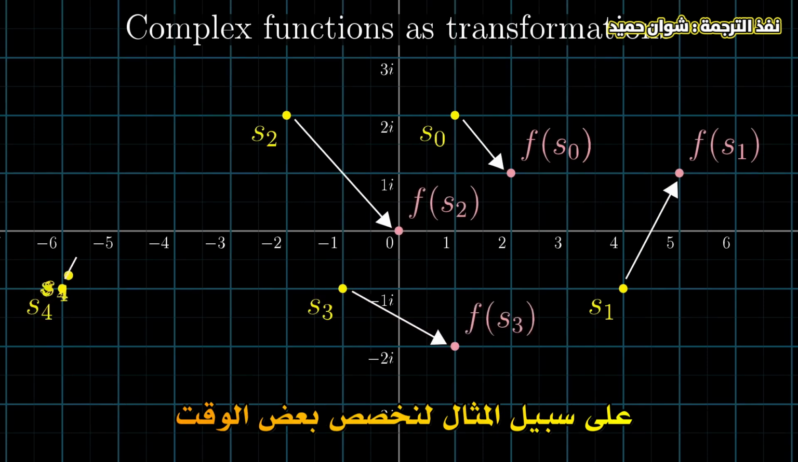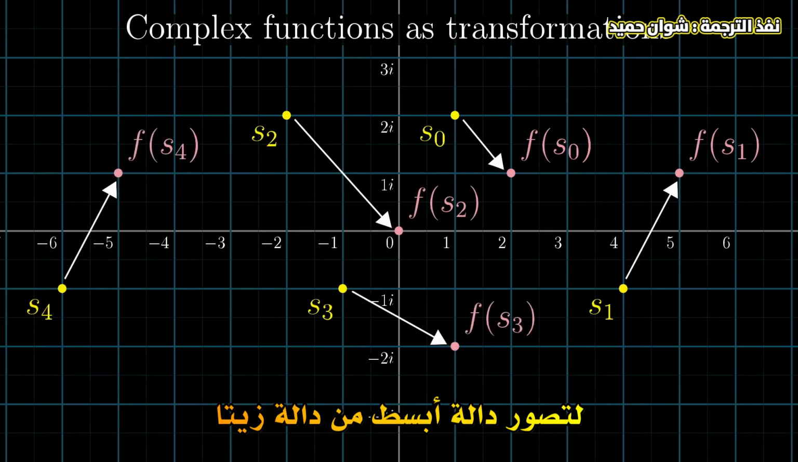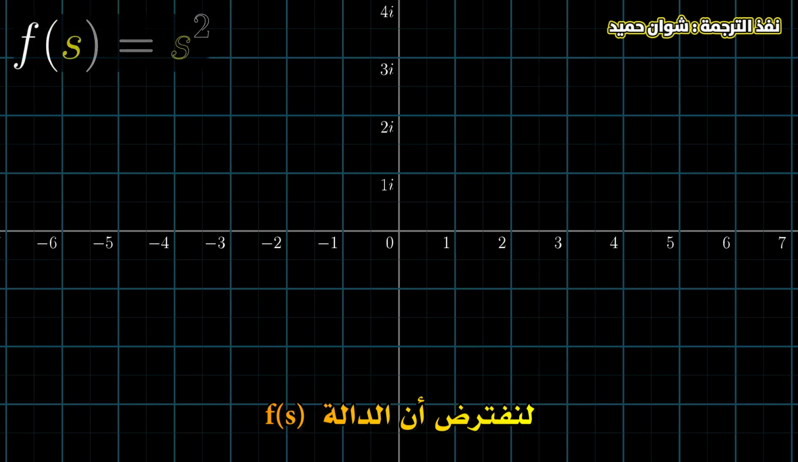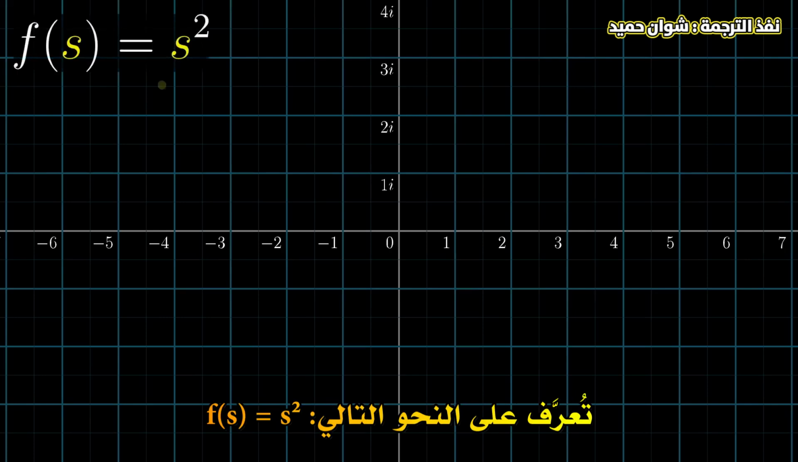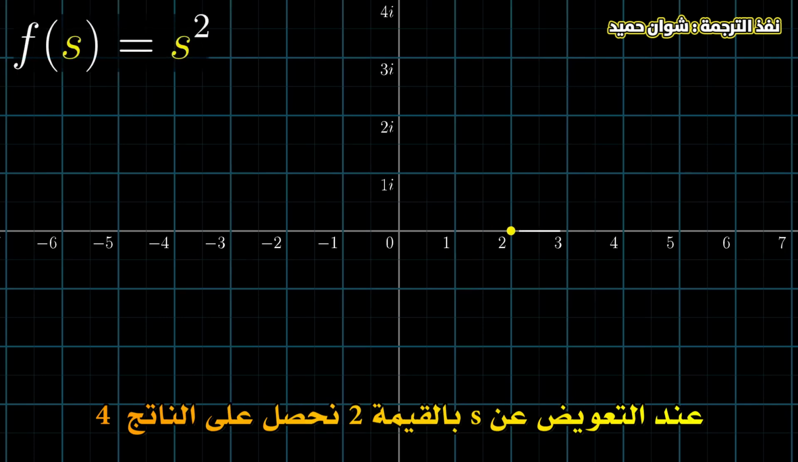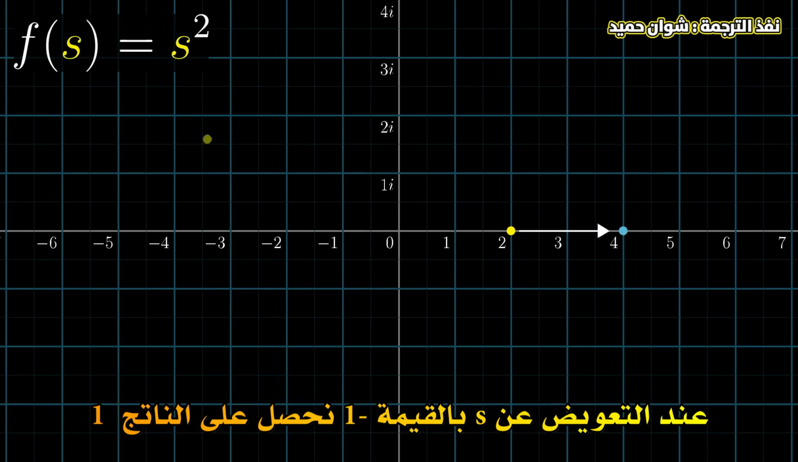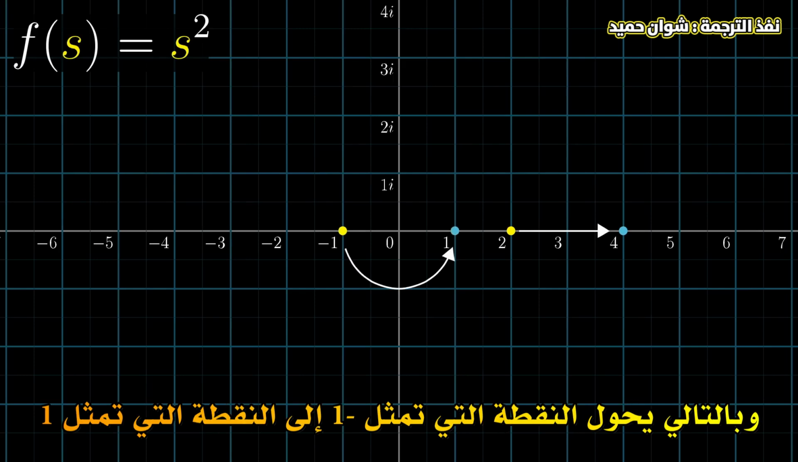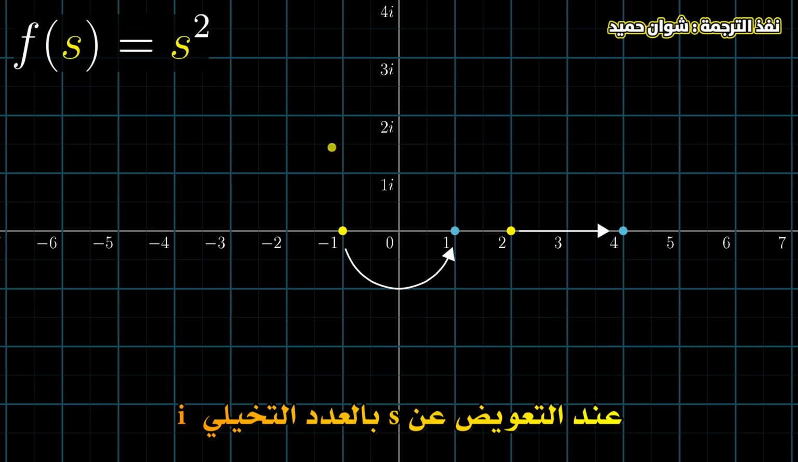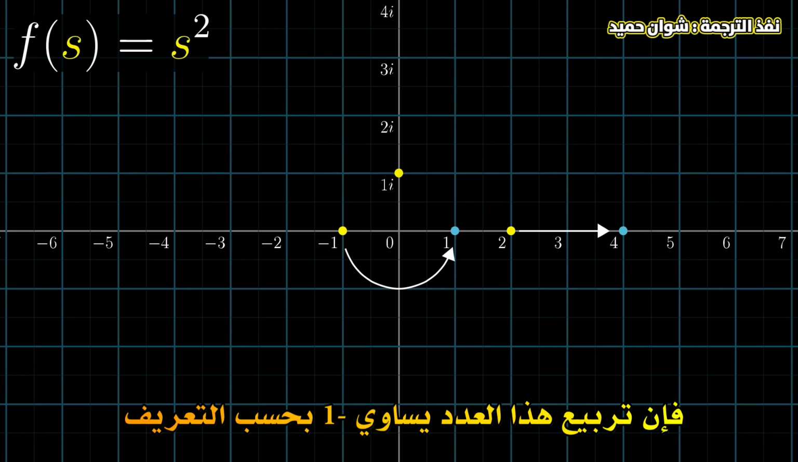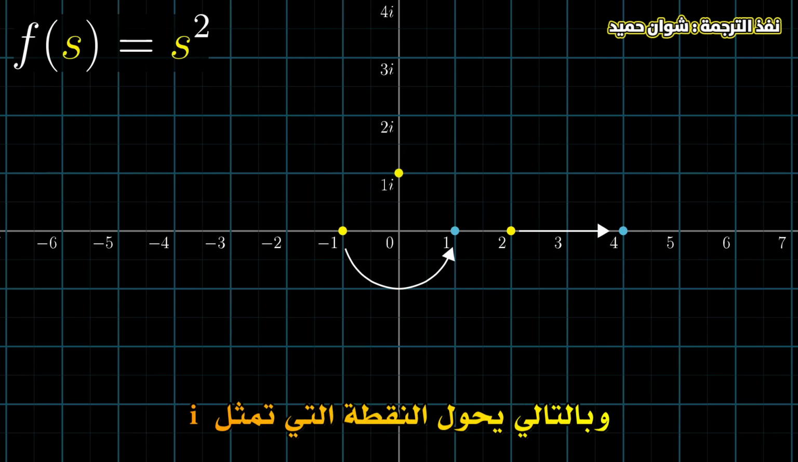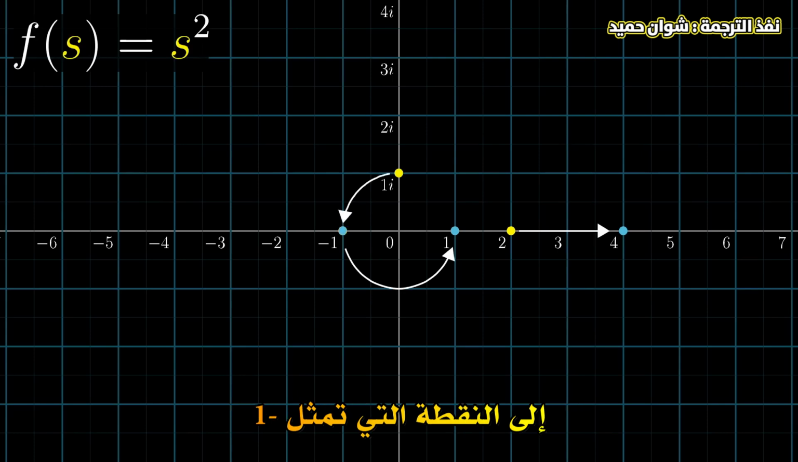For example, let's take a moment and try to visualize something a little bit easier than the zeta function. Say f of s is equal to s squared. When you plug in s equals 2, you get 4. So we'll end up moving that point at 2 over to the point at 4. When you plug in -1, you get 1, so the point over here at -1 is going to end up moving over to the point at 1. When you plug in i, by definition its square is -1, so it's going to move over here to -1.